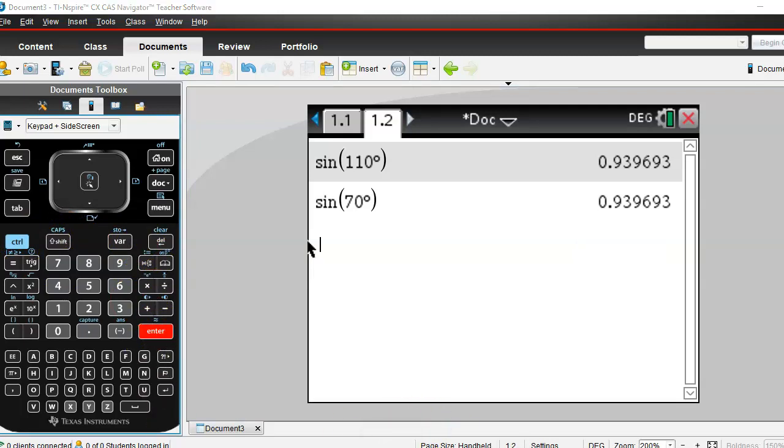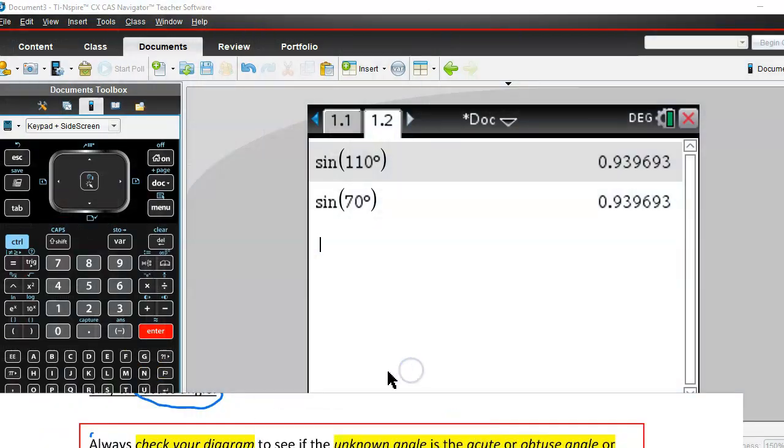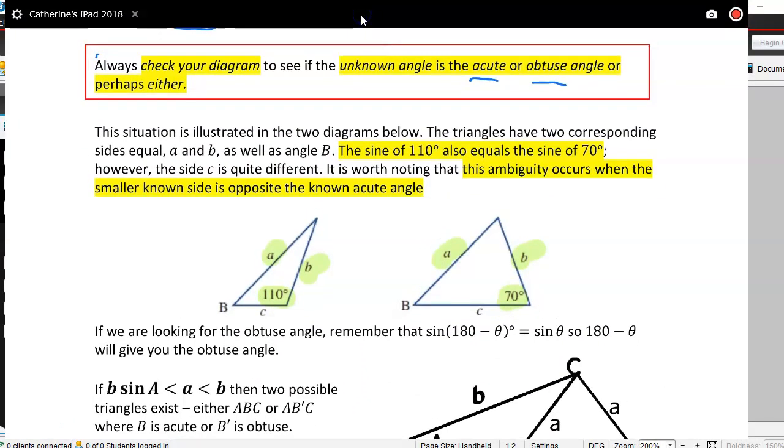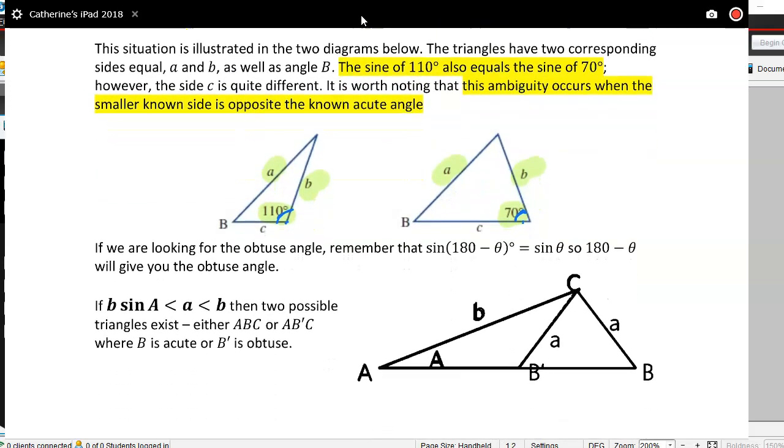Okay, so if we're only told the length of A and B, we would not know whether this angle here is the obtuse or the acute, because they work out to be the same thing. So we don't know. That's why it's the ambiguous case.